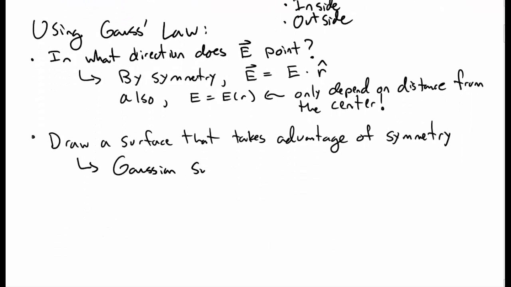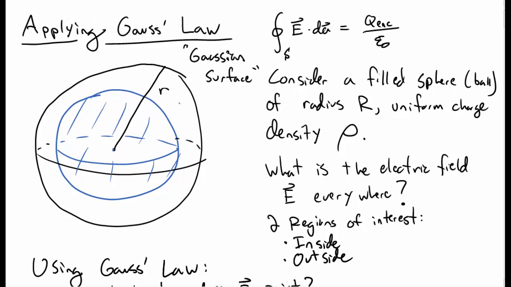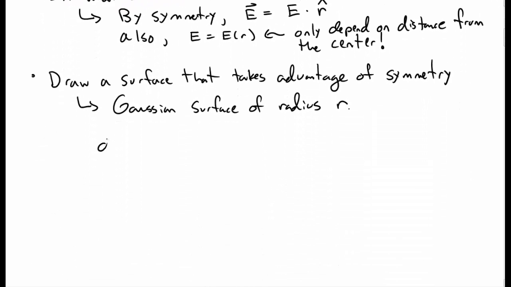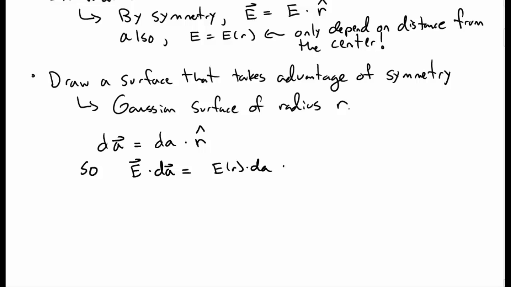Okay, so this Gaussian surface has a radius r, and since we're going to first look outside, this little radius r is going to be bigger than capital R. We look at a little area vector on the surface dA, and this little area vector dA is whatever the area of that is, and it's pointing in the r hat direction. Well, that means it's pointing in the same direction as the electric field, so E dot dA is really just E times dA.